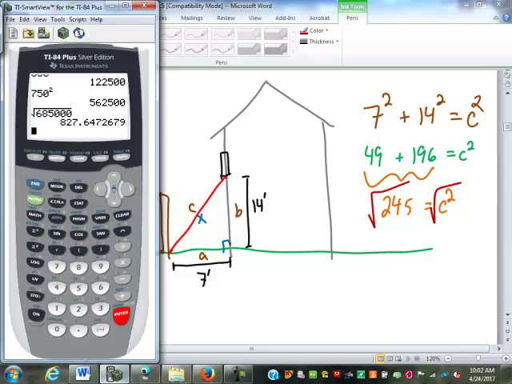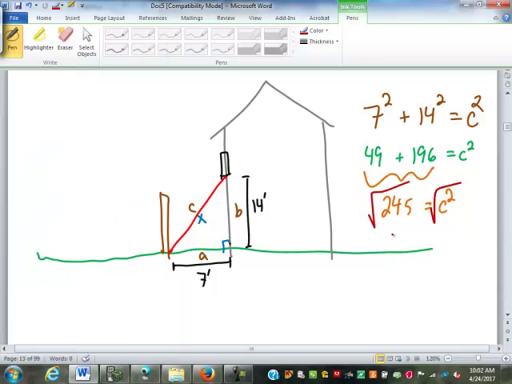The square root of 245 is 15.65. So that 18-foot ladder is definitely too long. It's not going to fit.